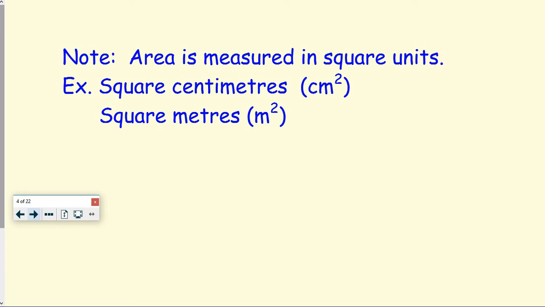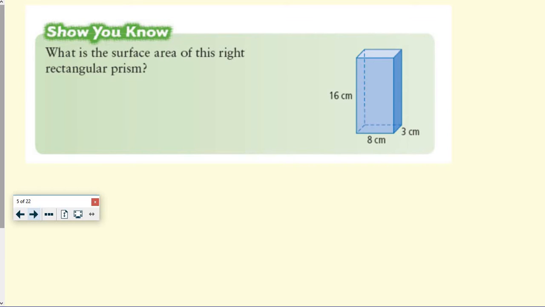So area is measured just like we talked about, in squares. Now, what is the surface area of this right rectangular prism? So do that. If you have questions, please come see me.